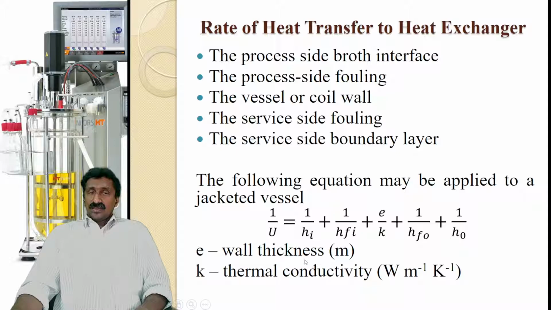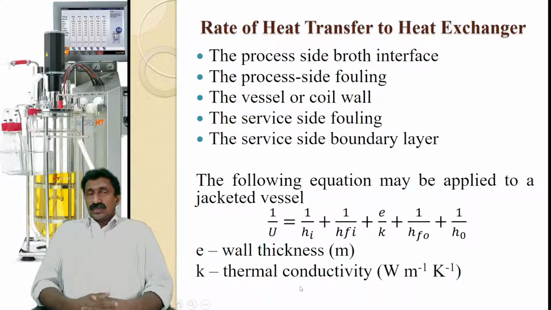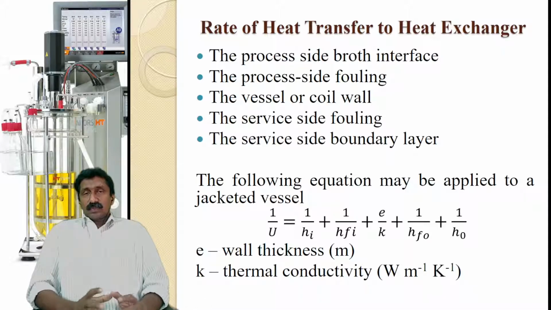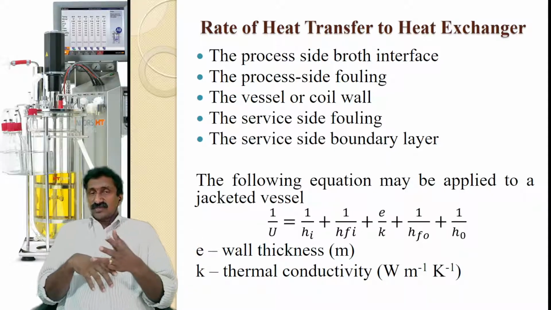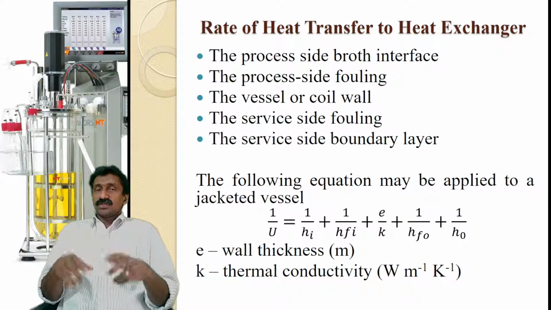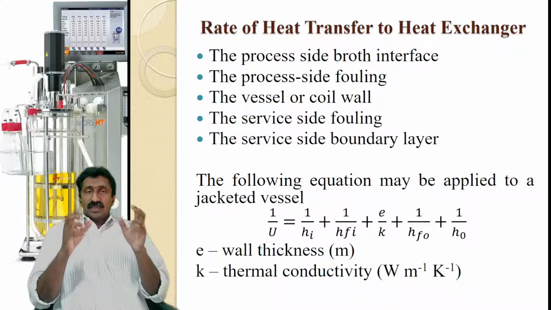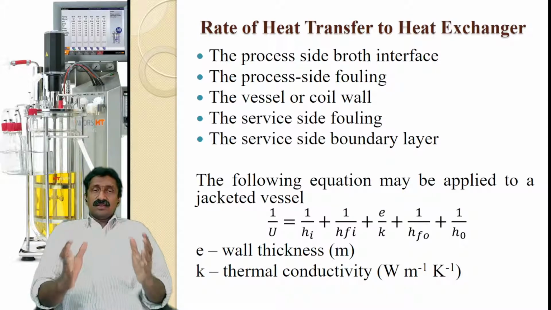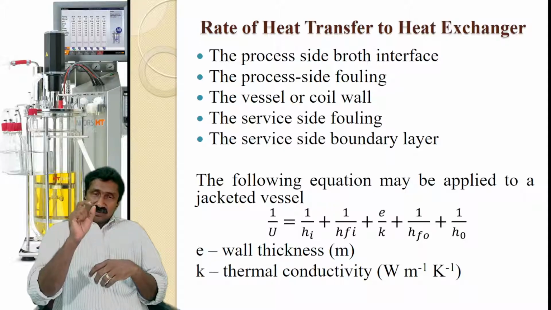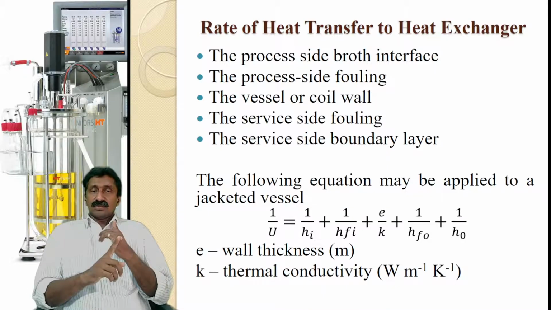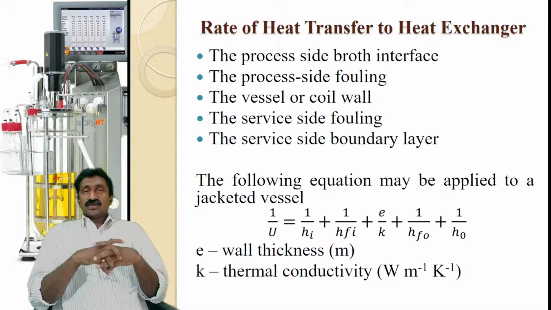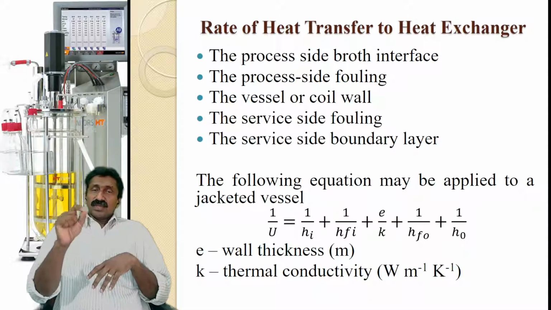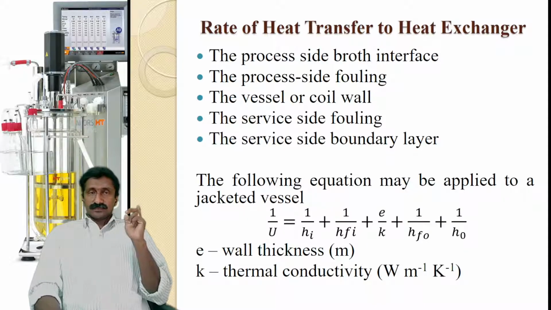So E is the wall thickness and K is the thermal conductivity. You cannot control these two. E and K are constants because they are a property of the vessel wall or the material, the thermal conductivity of the material. It is decided by the manufacturer. And even the wall thickness you cannot manipulate because that is a fixed value. For every reactor or every vessel used in the reactor, there will be specific E and K values. The thermal conductivity is not changing for the material that is used, and the wall thickness is also fixed for a particular vessel. So that is decided by the manufacturer, and that value will not change throughout the process.